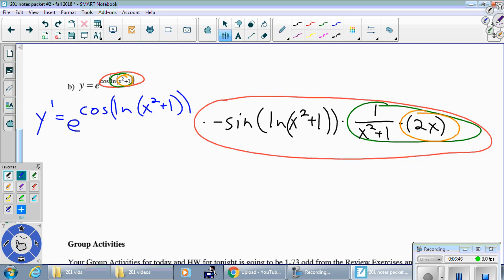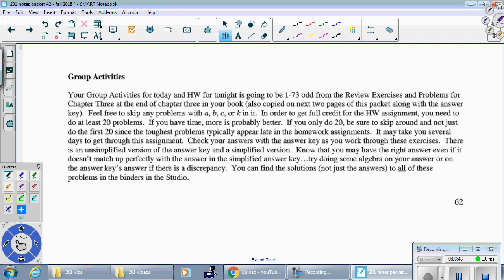Okay, group activities, a little bit unusual today. It's essentially just starting your homework, so you're going to get as far as you can during these activities. You're going to be doing 1 through 73 odd from the review exercises at the end of chapter 3 in your book. It is copied on the next page, so regardless of which edition of the book you're using, don't use your book, use the stuff that's photocopied on the next page. You can skip any problems that have any of these letters, A, B, C, or K. Those are all treated as constants.